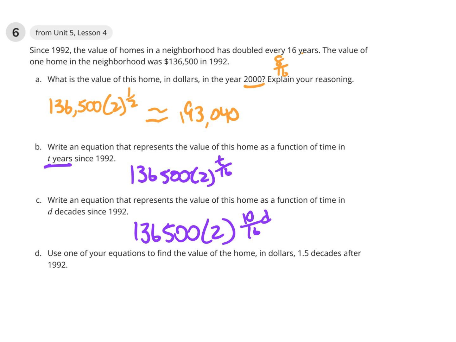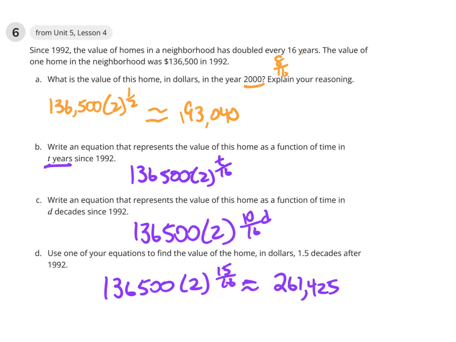So use one of your equations to find the value of the home. So I'm going to use b, and I'm going to put this into the calculator. And 1.5 decades is 15 years out of 16. And we are going to approximate $261,425.